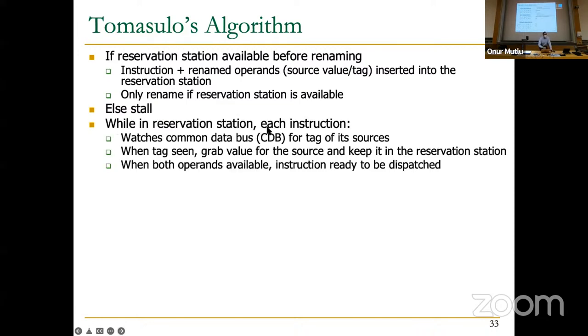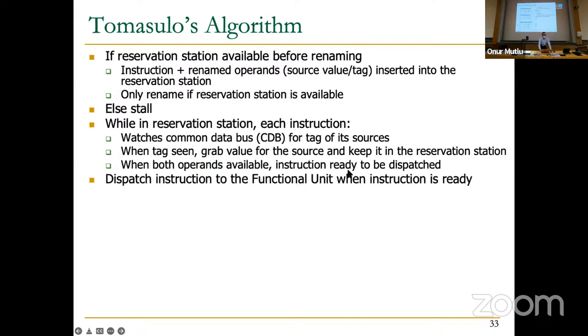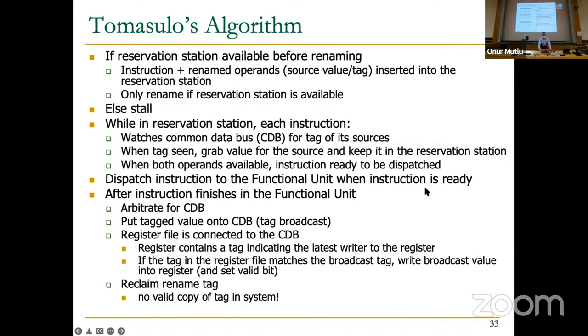While in the reservation station, each instruction is going to watch a data bus. This data bus is going to be broadcasting the tags and values of instructions that, at that point in time, have finished execution. All instructions watch the common data bus for the tag of their sources. When the tag is seen, the instruction is going to grab the value for the source and keep it in the reservation station. So this is where the comparator comes in. When both operands are available, the instruction is ready to be dispatched to its functional unit. And then you dispatch the instruction to the functional unit when it's ready, meaning both operands are available. Okay, this is just a long thing, but it's relatively easy.